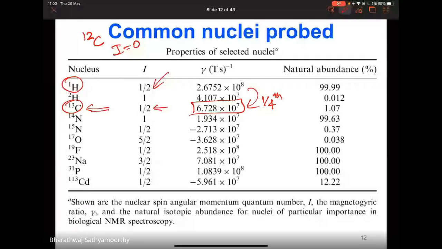Carbon-13 is also useful largely because it is present in different functional groups. You could have an aldehyde group, you could have a methyl group, which have different electronic environments, which you'll see in a moment, that are very sensitively observed using NMR spectroscopy.